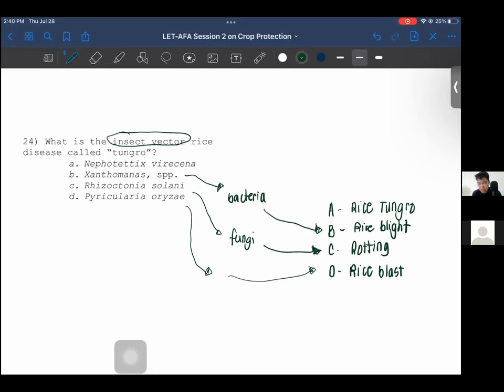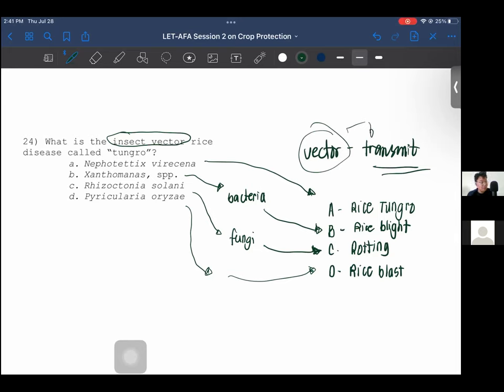Nephotettix virescens is the insect vector, siya lang actually yung vector dito. Kapag sinabing vector, ito yung nagtatransmit. Ayan. So it is an insect vector ng rice tungro. Rice tungro is a virus. So kailangan niya ng vector ng magtatransmit, katulad ng leafhopper, para kumalat yung virus doon sa field nyo. So ayun yun. Rice tungro virus.